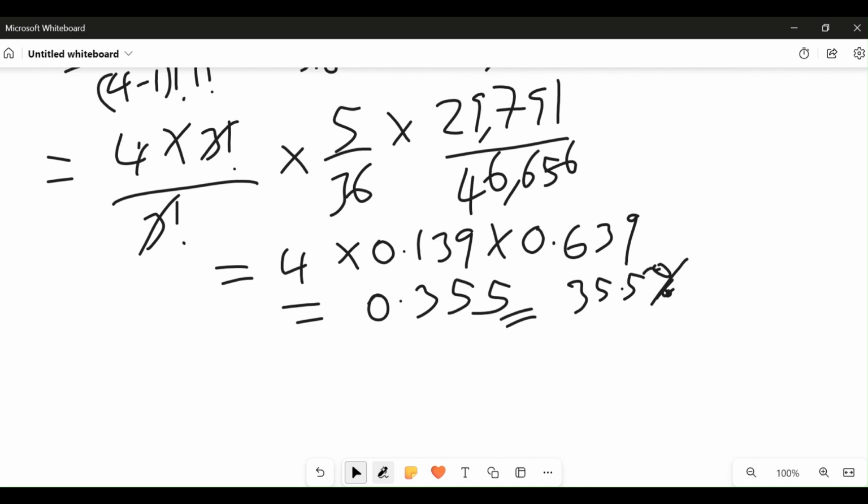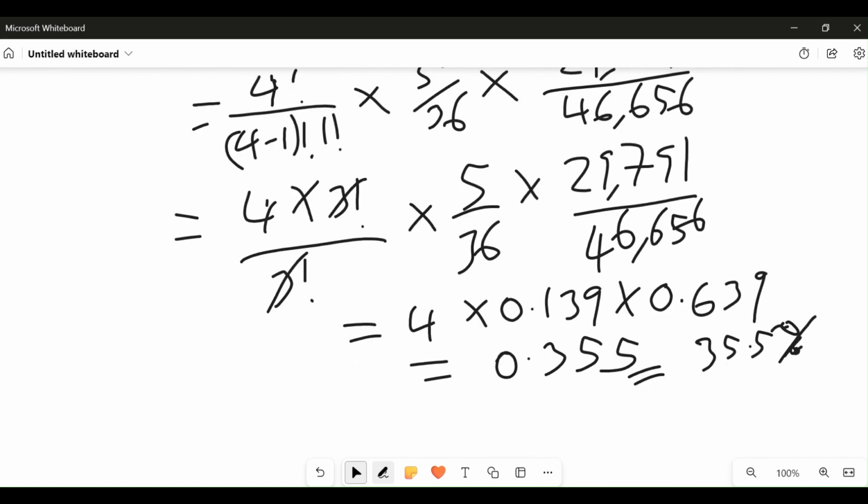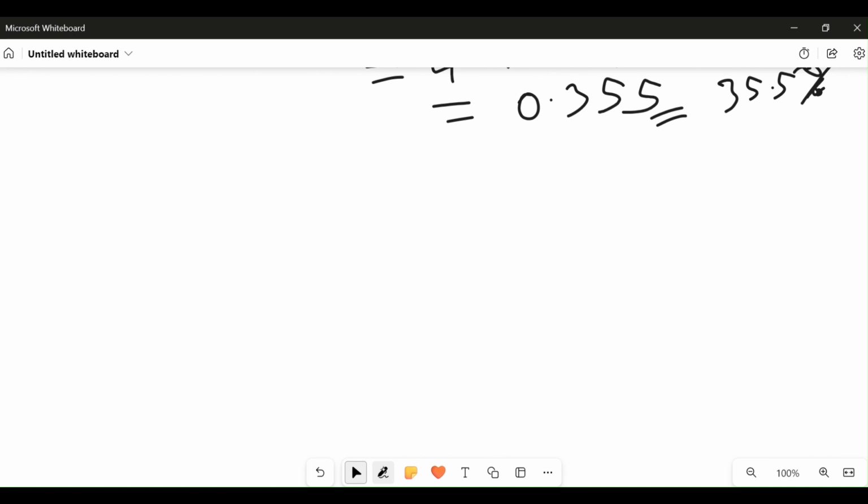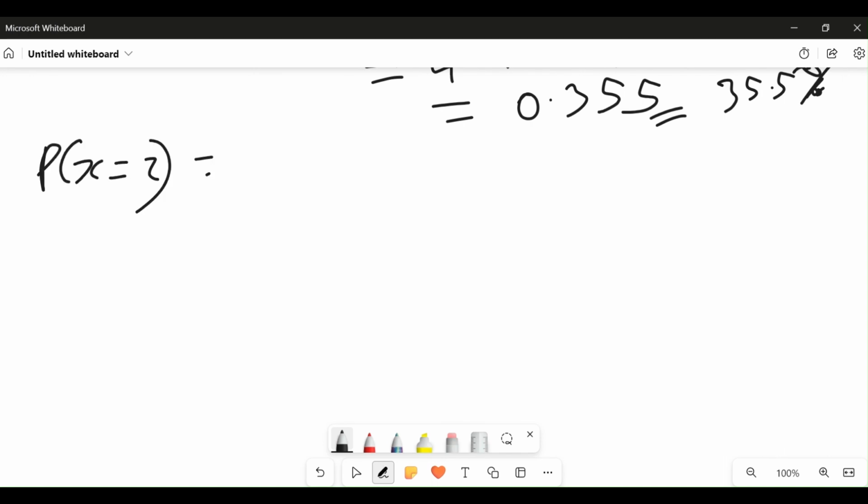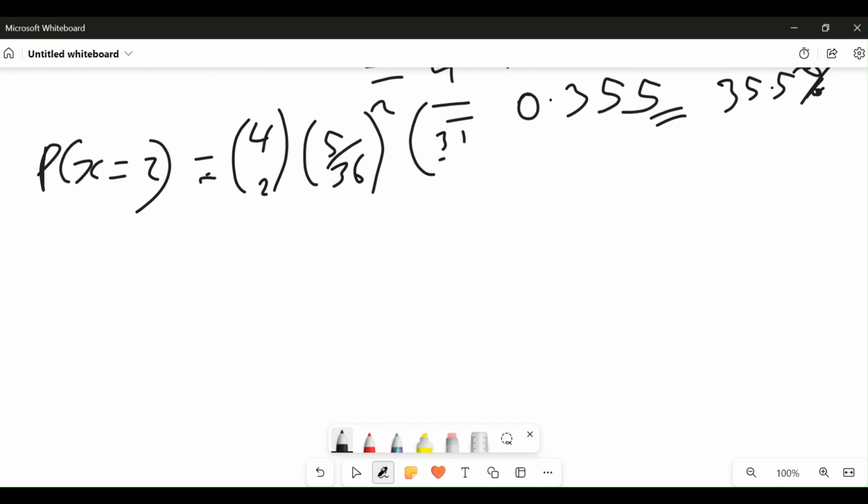Also we are asked to find when s is equal to 2. All right, in two tries we find 1, we find 2. So we're calculating P(x = 2), and here we'll be having 4 combination 2. Our probability of success is 5 over 36 raised to power 2. Probability of failure is 31 over 36 raised to power 4 minus 2.